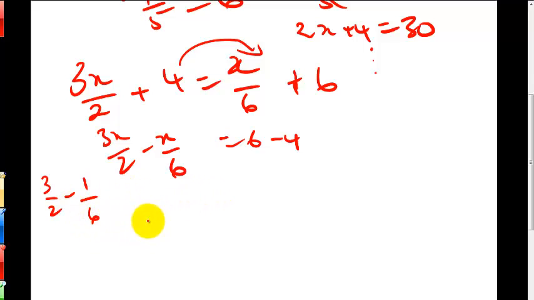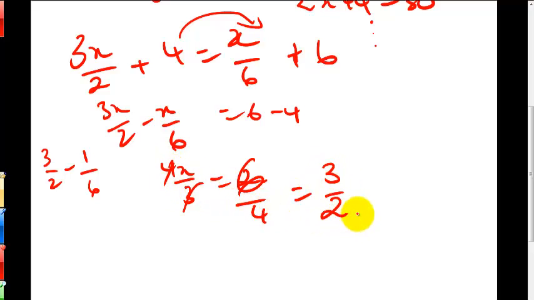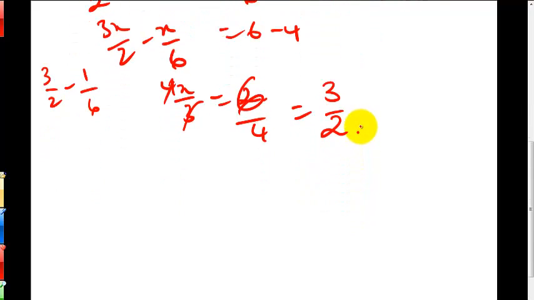So that is 9 take away 1, which is 8 over 6, which becomes 4 over 3. So 4x over 3 is equal to 2. And then, easy. Make x the subject. And then you times by 3. That gives you 6, and then divide by 4. Easy stuff, huh? Well then, what's your problem?